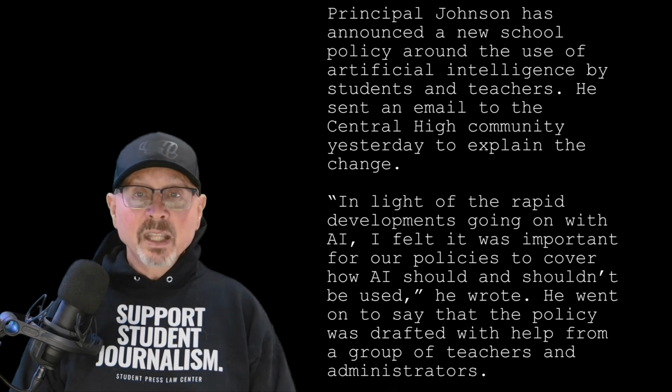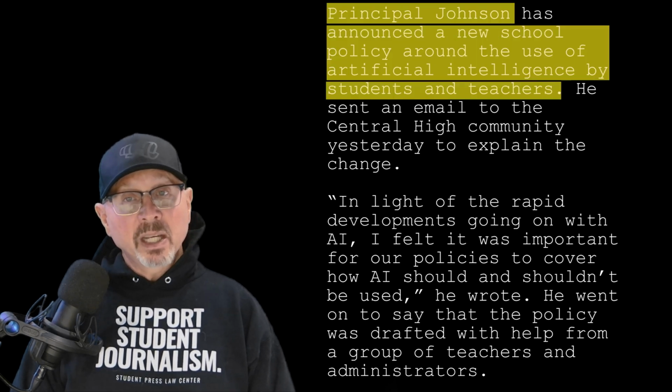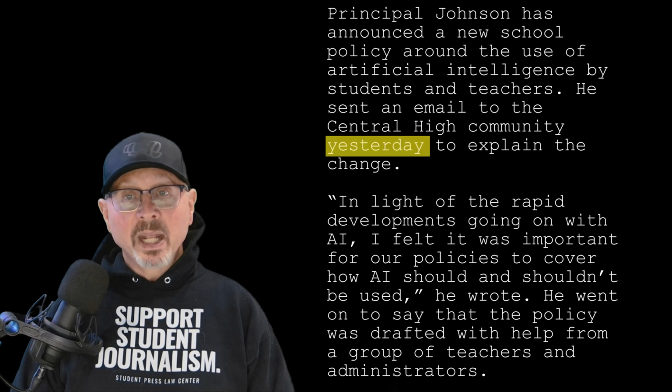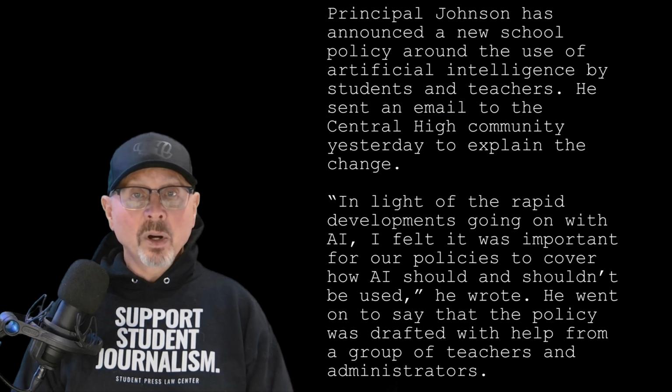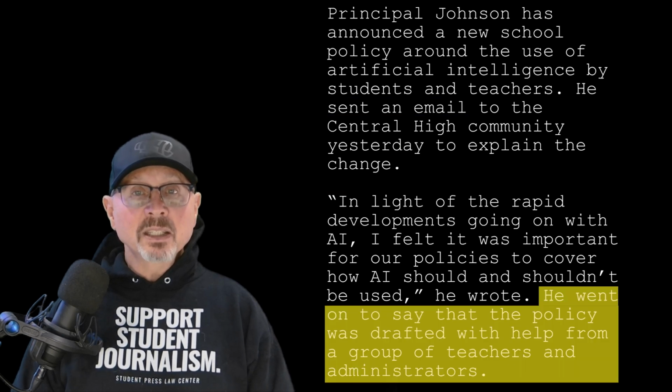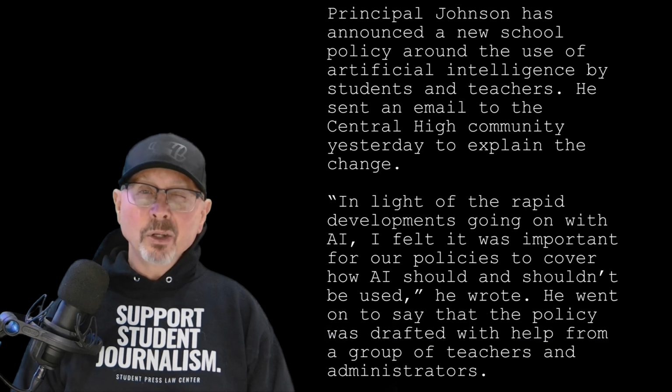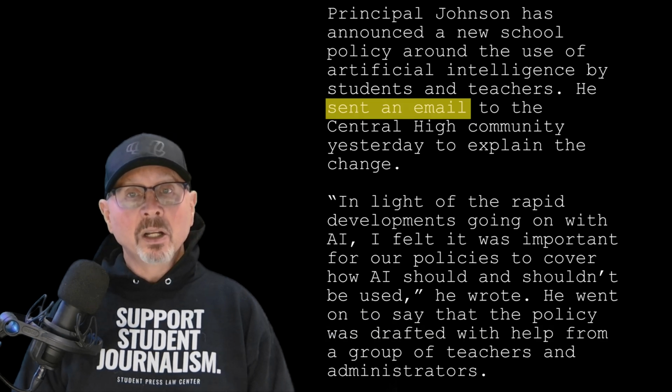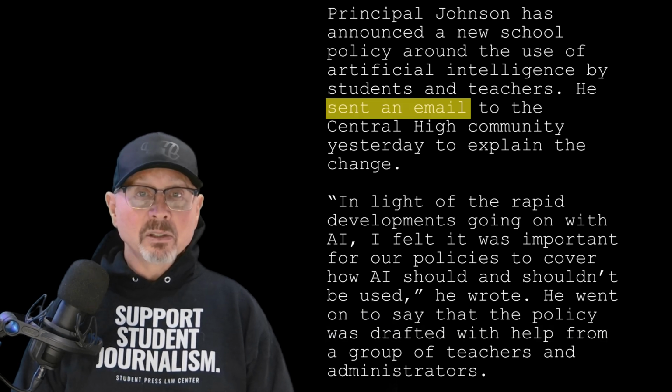Okay. You can see that the who and the what are in the first sentence. The second sentence hits the when and how, and the third sentence, the direct quote, shows the why. The fourth sentence gets into how the policy was created, but you could argue that the sent an email part is also sort of how coverage.